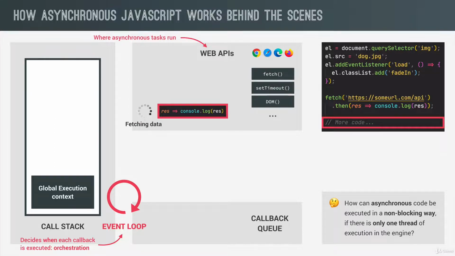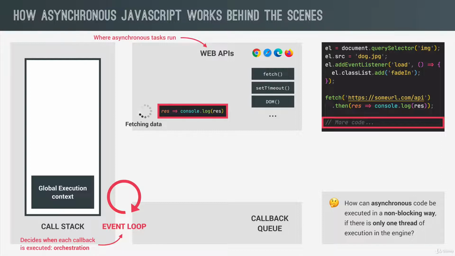Okay, so this is of course a lot to take in, so let's try to recap what happened here. So the image started loading asynchronously in the web API's environment and not in the call stack, right? We then used addEventListener to attach a callback function to the image load event. And this callback is basically our asynchronous code. It's code that we deferred into the future because we only want to execute it once the image has loaded. And in the meantime, the rest of the code kept running.